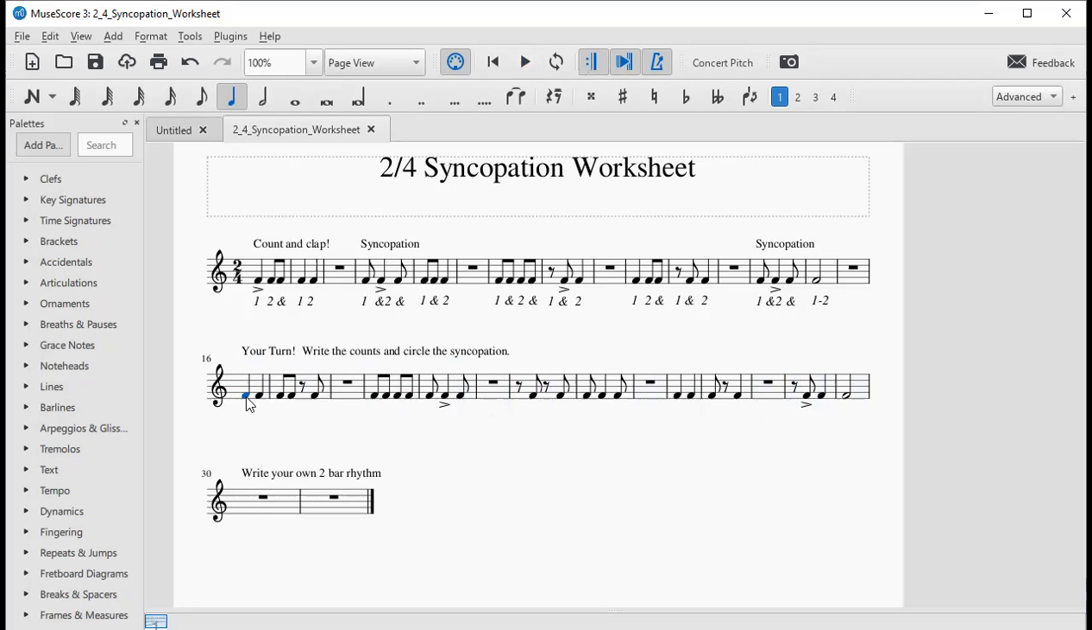One more time on that second line. Here we go. It goes by kind of fast.